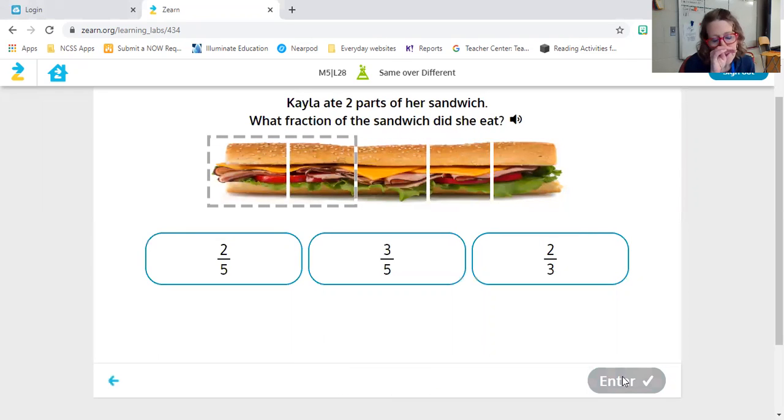Okay. Says Kayla ate 2 parts of her sandwich. What fraction of a sandwich did she eat? Okay, we've got 2 of them that have 2 on it. 1, 2. So it could be one of these. Let's count the parts. 1, 2, 3, 4, 5. This one has 5. This one has 5, but this is the only one that Kayla ate 2 parts. So that would be her part.